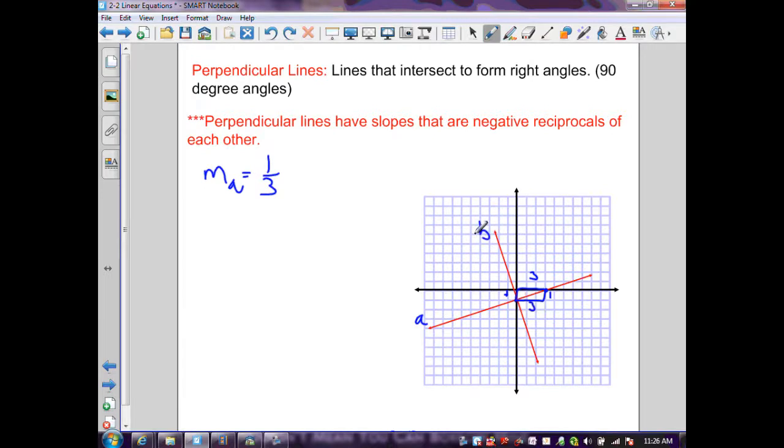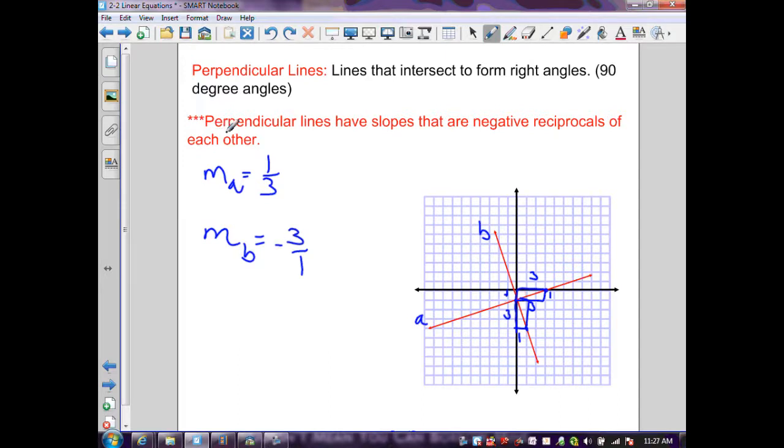I'll call this line B. Again, I have an intersection point here, and it looks like I have another one here. I can count down 1, 2, 3, and over 1, or up 1, 2, 3, and over 1. Either case, I get a rise of 3 and a run of 1. For the slope of B, I'll have a rise of 3 and a run of 1. Rise over run is 3 over 1. My line B is decreasing from left to right, therefore it is negative.